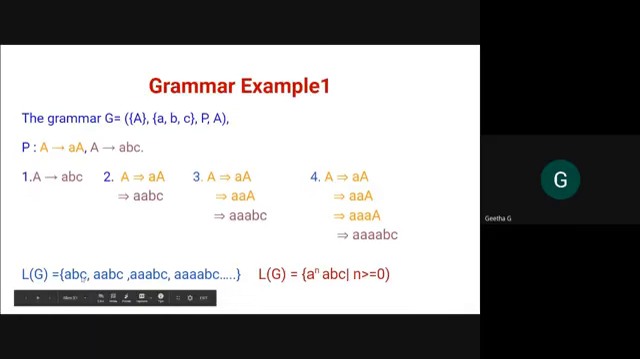Or else you can see it as strings ending with ABC, prefixed with any number of A's, including 0. That's what I had written here: A power n, ABC, where n is greater than or equal to 0. If n is 0, you will get only ABC. If it is 1, you will get the second string. If it is 2, you will get the third string. Like that, it will generate the strings.